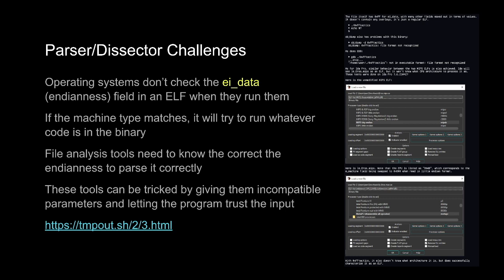So in this example here, file analysis tools can be tricked with ELF by changing the endianness to a value that doesn't work with the architecture you're using. If you have an incompatible parameter, like big endian x86, then the binary analysis tool might try to process all the addresses inside of the file as big endian instead of little endian. And there are some cases where you can actually allocate too much memory and DoS the program, or it can just mess up the analysis.